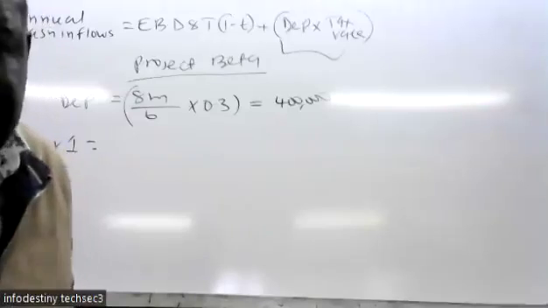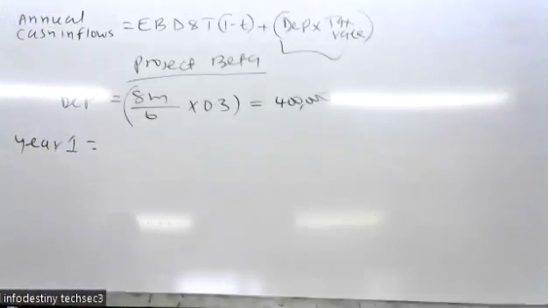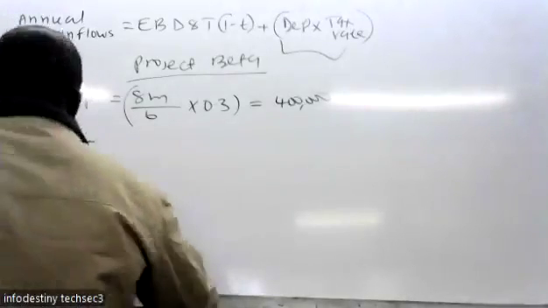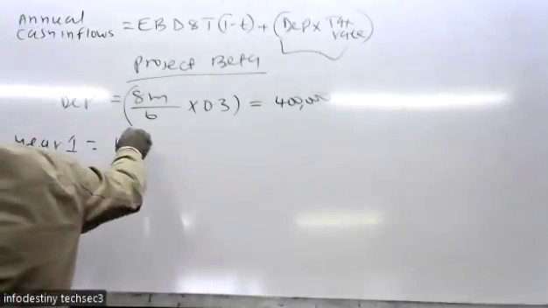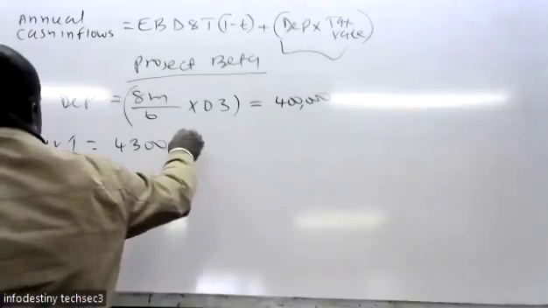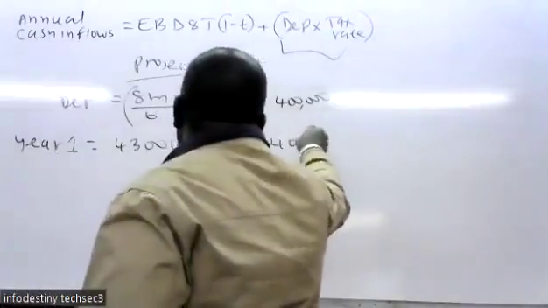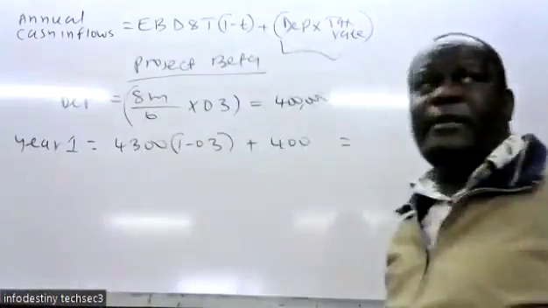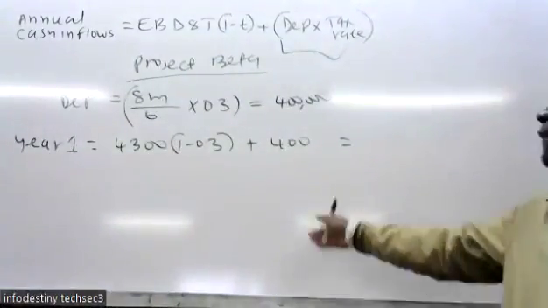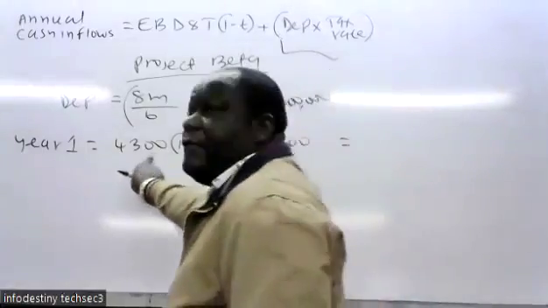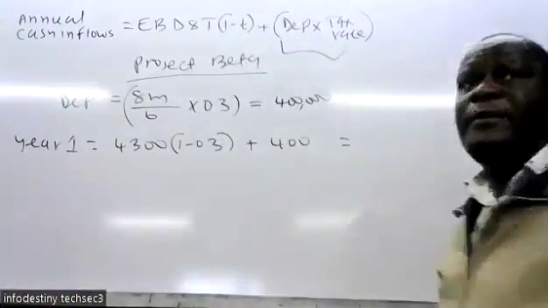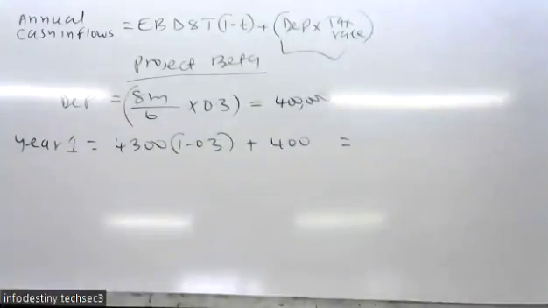This is meant to be for year one. So year one, you can see 4,300 is 4,300. So 1 minus 0.3. This one we have already calculated as 400. You see the 400,000. So I will be using 400 because I have left 3 zeros at the top for this one. So we get now the value for year one.